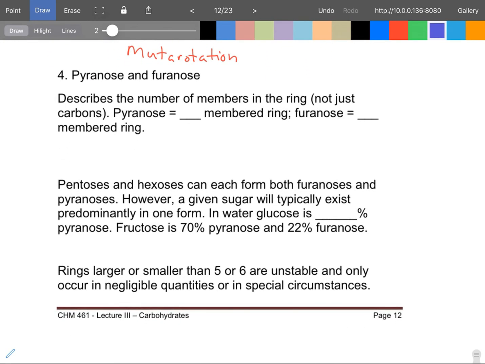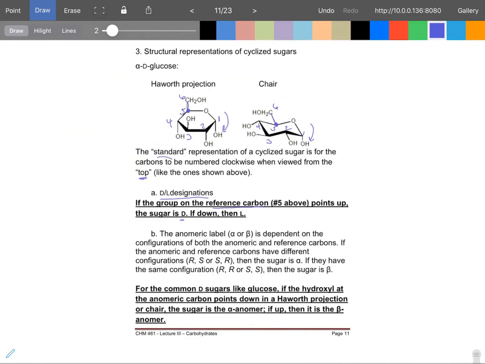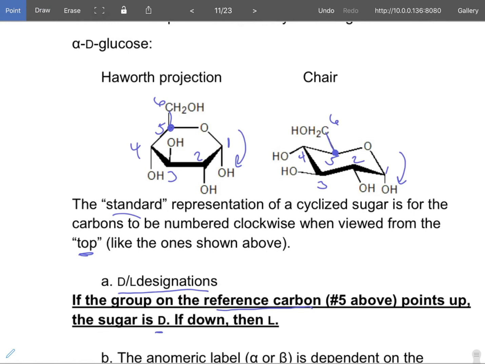Another term that's important, pyranose and furanose. This has to do with the number of atoms in the ring. Not just the carbons, but also the oxygen. So a pyranose will have a 6-membered ring, whereas a furanose will have a 5-membered ring. So just to be clear, when we've shown a few of these back here, glucose is a 6-carbon compound, and there happen to be 1, 2, 3, 4, 5, 6 members in the ring. So this is a pyranose ring.